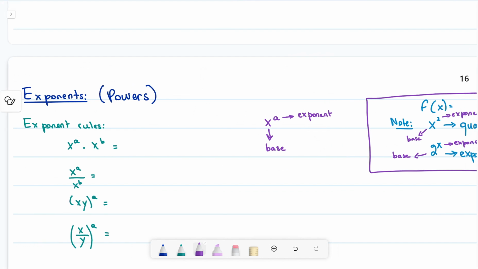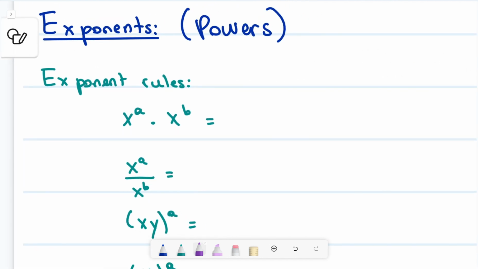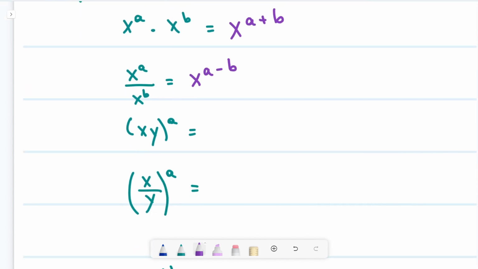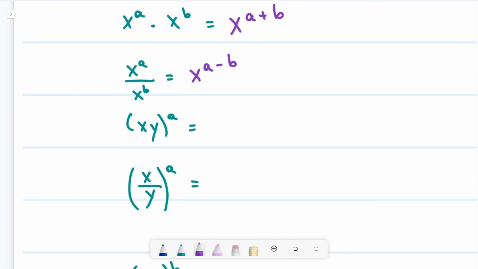Now we will move on to a few exponent rules. x to the power of a times x to the power of b, since the base is the same, we can add up the powers, so this is x to the power of a plus b. Now x to the power of a divided by x to the power of b, since the base is the same, we subtract the powers, so x to the power of a minus b. Now x times y all to the power of a, each of the x and the y become to the power of a, so we get x to the power of a times y to the power of a.